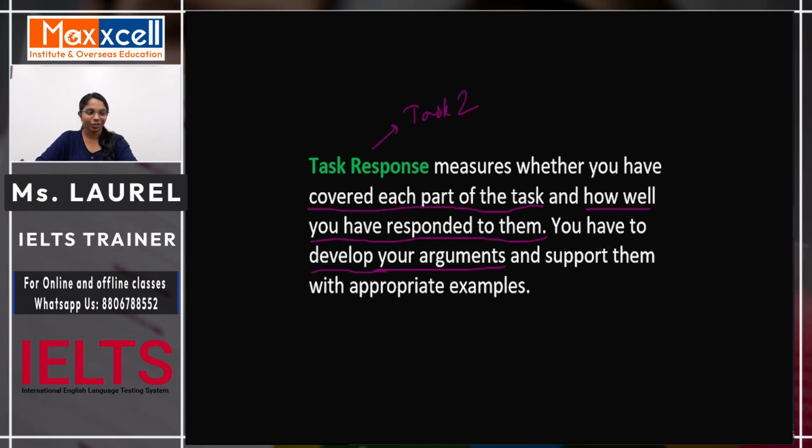You have to develop your arguments and support them with appropriate examples. Now, both of these things have to be there. You have to respond to each part.